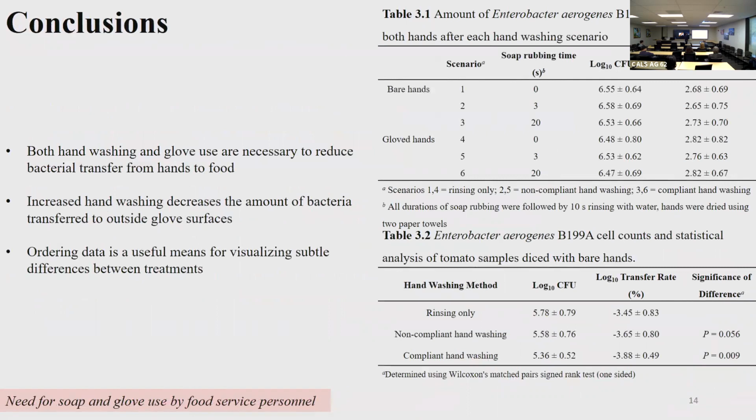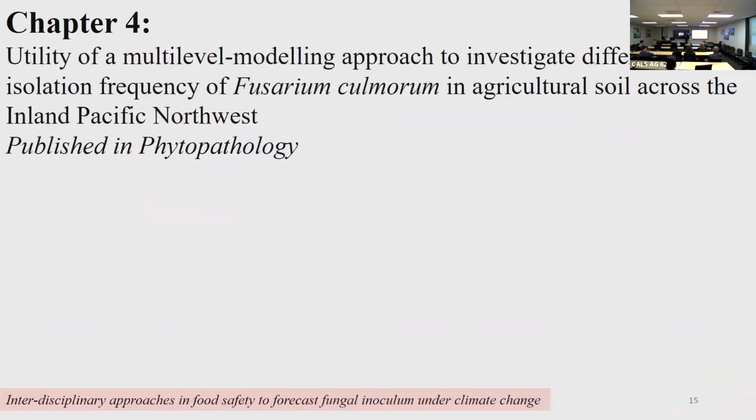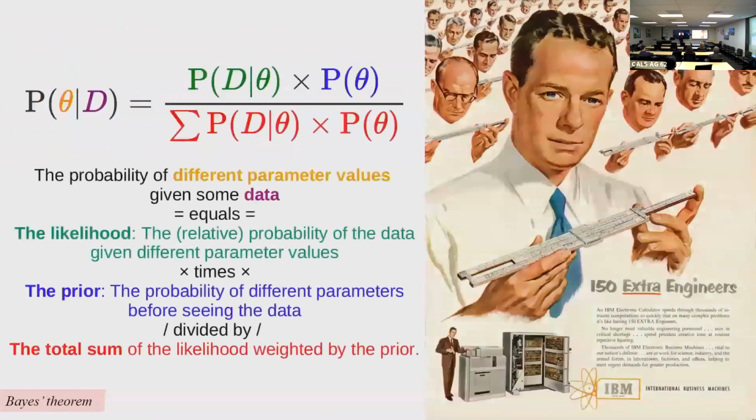And also, just as an aside, we're going to talk a little bit more about ordering data. Okay, so this is going to be the last section, and it's going to take a while. It's going to involve 2 separate chapters. What we're going to be interested in is forecasting fungal inoculum under climate change. But before I do that, I need to talk a little bit about probability.